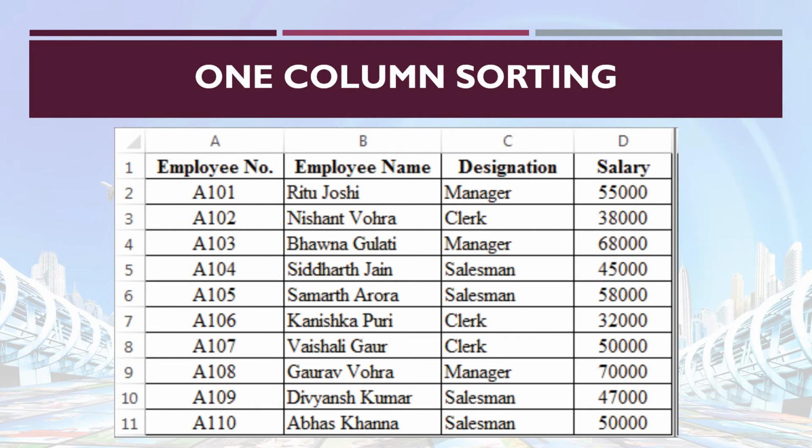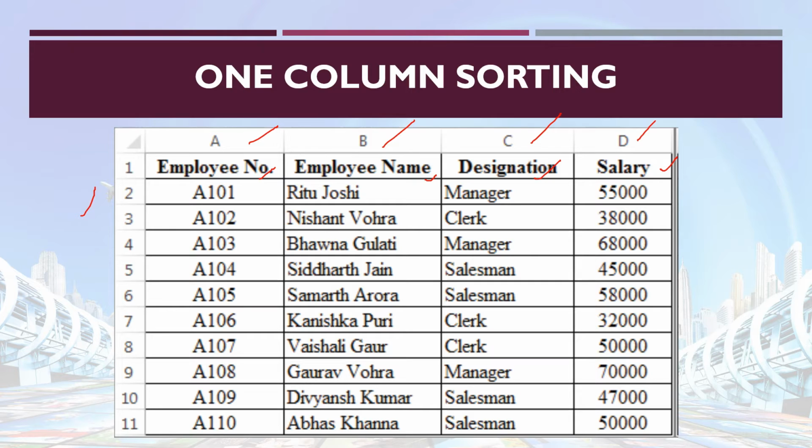The first is one column sorting. First we are going to see how to sort a single column. Consider this example. Here we have 4 columns, A, B, C and D. The first column is employee number, the ID number. The next is employee name, and next is designation, whether he's a manager or clerk or salesperson. Then his salary.